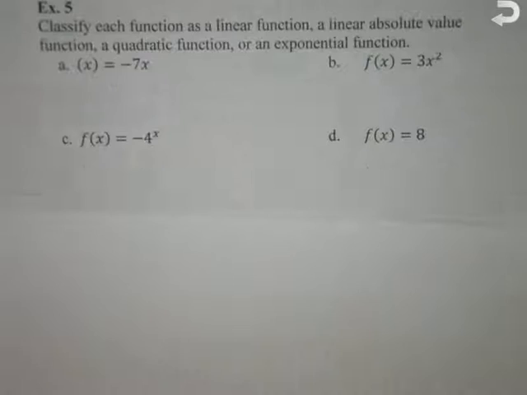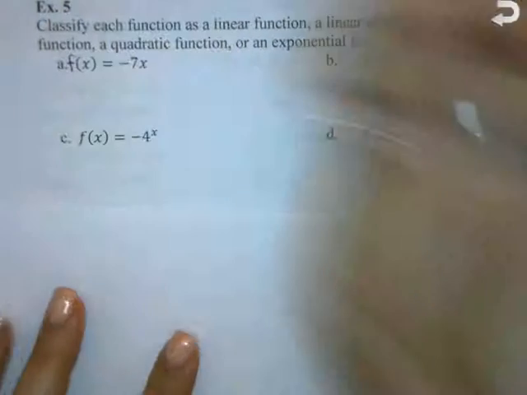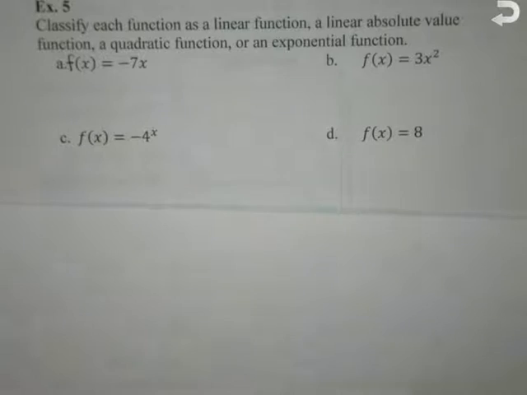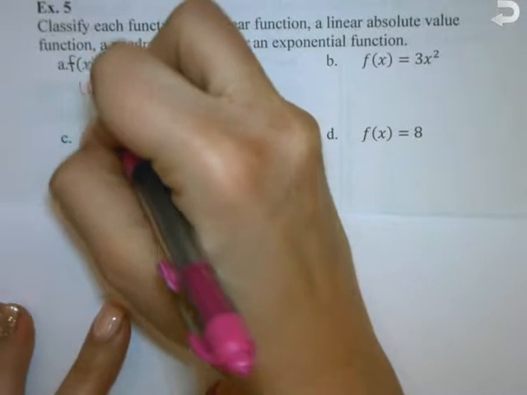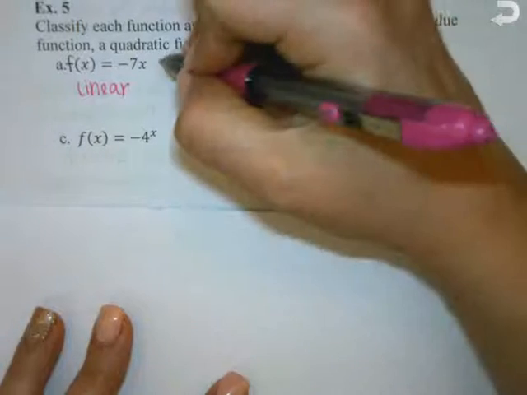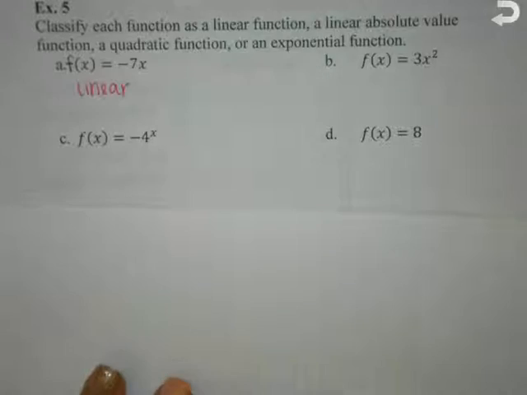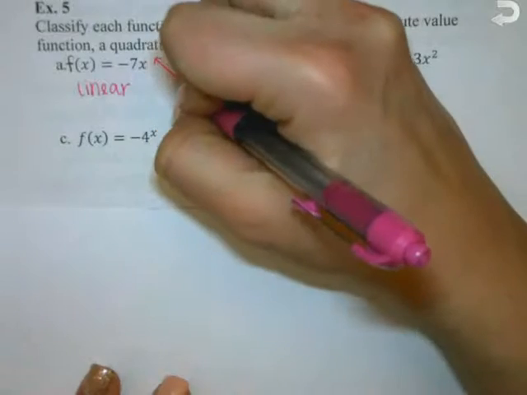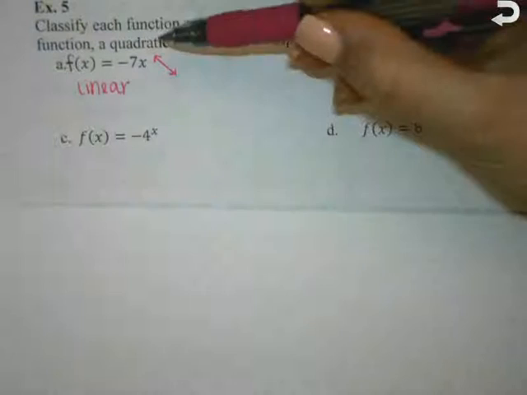All right, part A. I don't know where the f went. That should be f of x equals negative 7x. Yeah, typo. Okay, f of x equals negative 7x. What type of function is that? Linear. How do we know? There are no exponents, it's just a number and an x. Is this one increasing or decreasing? Decreasing, because it's a negative 7. So if we were to graph it, it would look something like that.